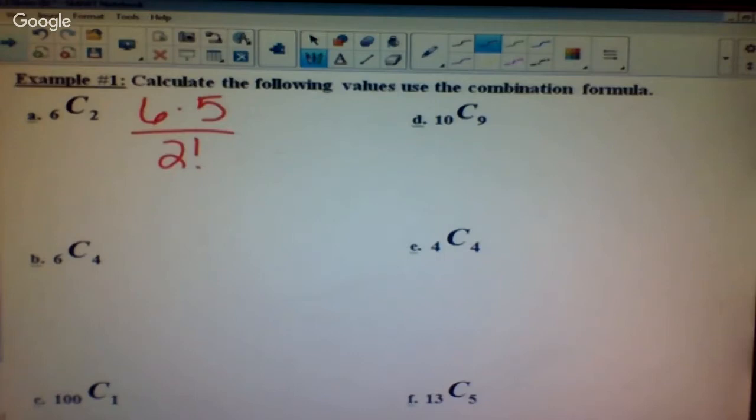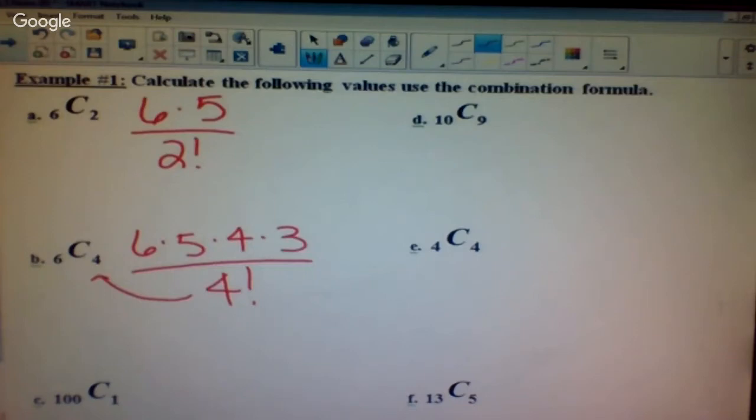So what has happened is as a permutation, I count the fact that I've got chocolate and vanilla and vanilla and chocolate. What it does when I divide by 2 factorial is it takes away all those doubled up options. So B, as a permutation, was 6 times 5 times 4 times 3. Now we divide it by 4 factorial. And again, that 4 comes from there. That is your R value. So you will use the 4, the spaces that you need, as the divisor.